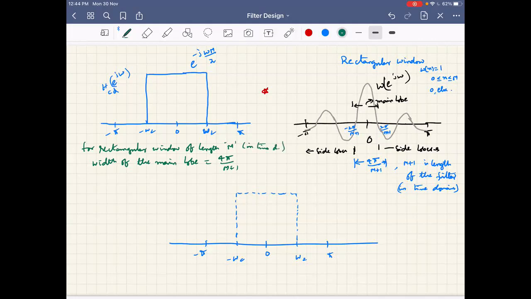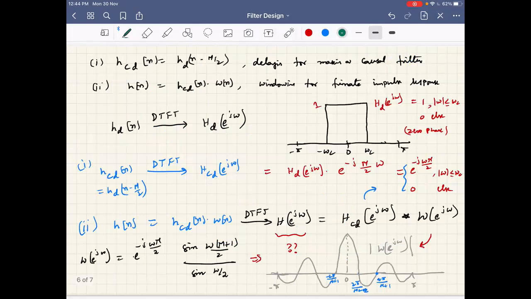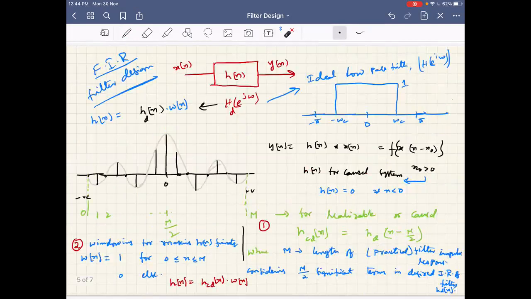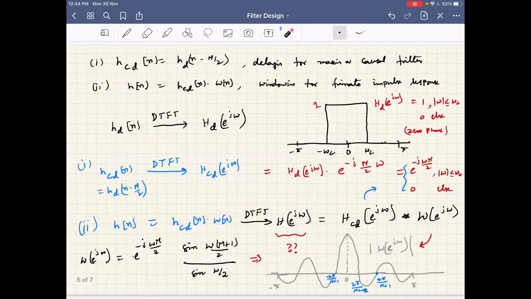Okay, the width of the main lobe in the frequency domain is 4 pi by m plus 1. Please note that this directly comes from the definition of the window function and its discrete time Fourier transform. Okay, this definition of the window function and the corresponding frequency domain representation. It directly comes from that.